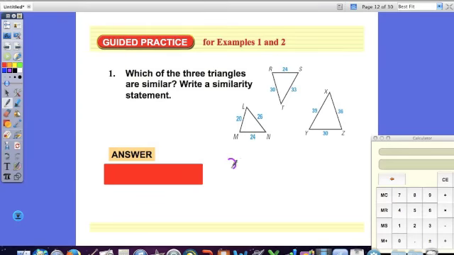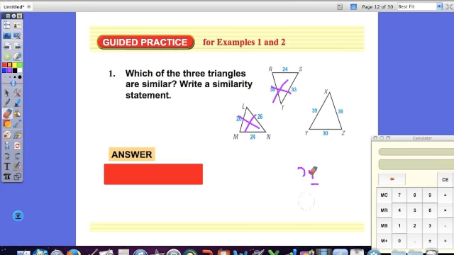The side here is 20. The smallest side here is 24. They're both divisible by 4. That's a ratio of 5 to 6. The next side is 24. And the next side here in length is 30. Okay? These do not have a 5 to 6 relationship. So LMN and RST are not similar.